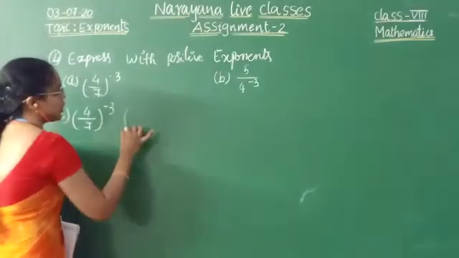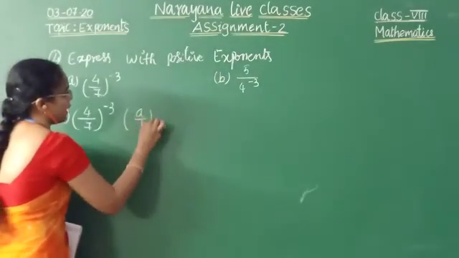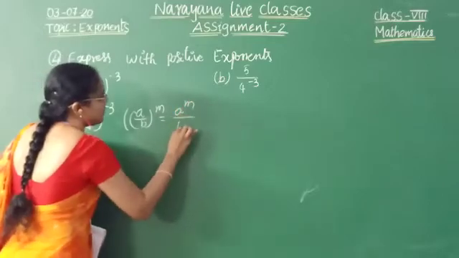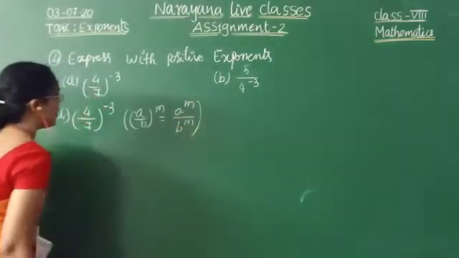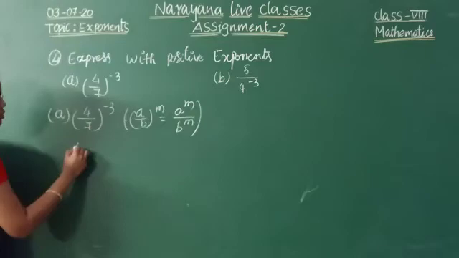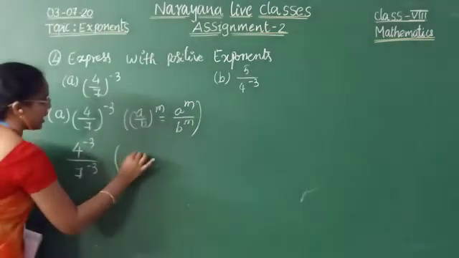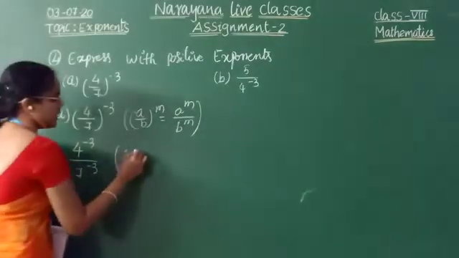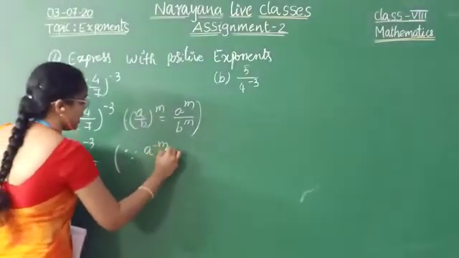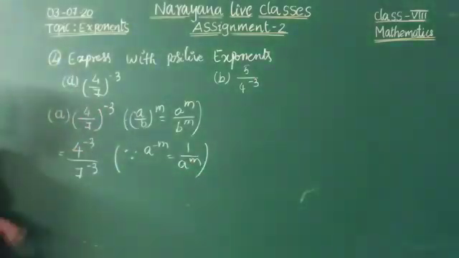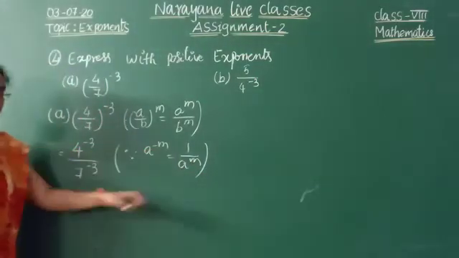The form of this one is (A by B) whole power m. (A by B) whole power m is A power m by B power m. So this one you have to take. This is the formula. So 4 power minus 3 by 7 power minus 3. And again we have the formula of A power minus m. A power minus m is 1 by A power m. So this one you have to write down as 4 power minus 3 as 1 by 4 power 3.